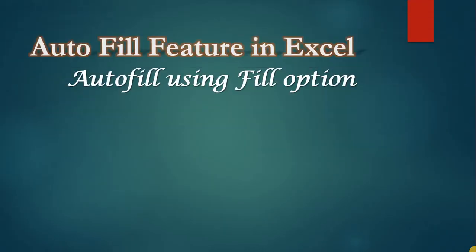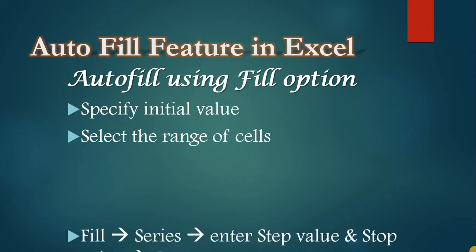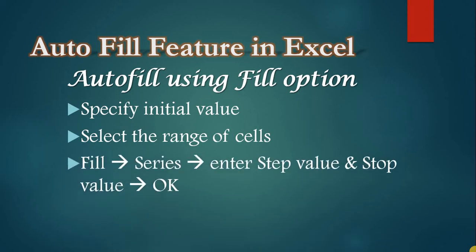Next, autofill using the fill option. The fill option is present on the Home tab in the Editing group. By using this option also, we can create a series. For that, we need to specify the initial value first, and then select the range of cells, that is, how many cells we are going to fill. Then click on the fill option in the Editing group on the Home tab. It will show a drop-down menu. You need to select the series option here, and then it will open the Series dialog box.